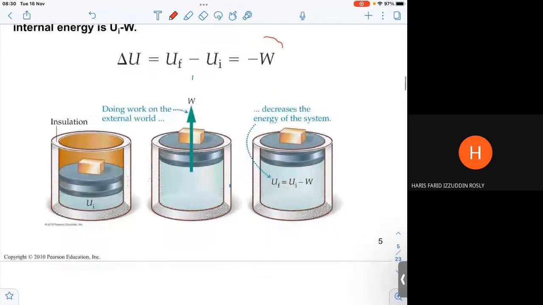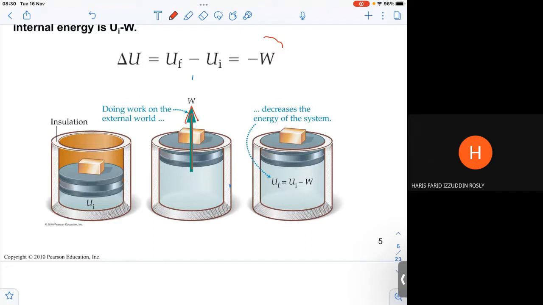So from this figure, you can see these possible things that happen in the system. For example, we have an engine. Okay, so this happens in the engine itself. If you have a system like a piston, wrapped by some insulation material, and you give some W, that means you give some work to that piston.